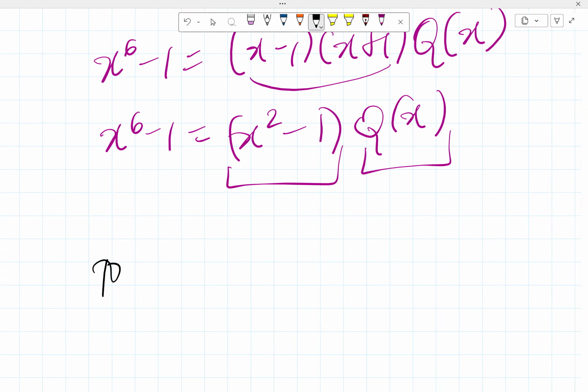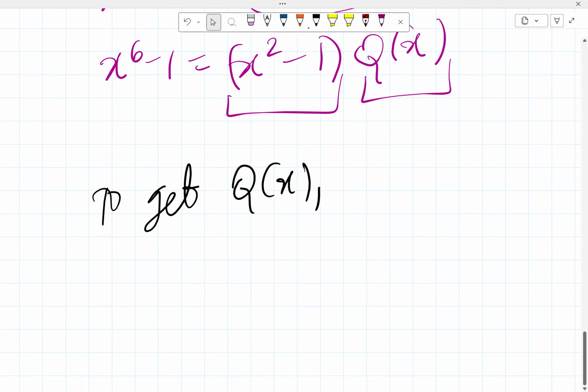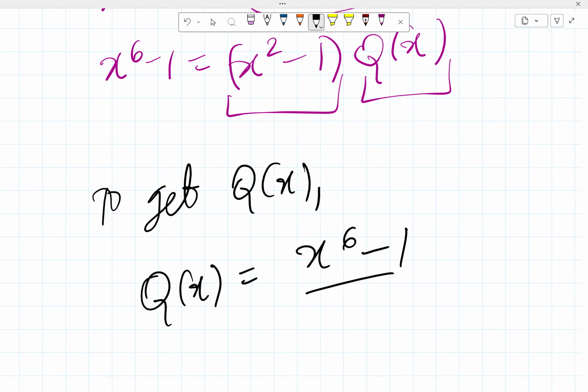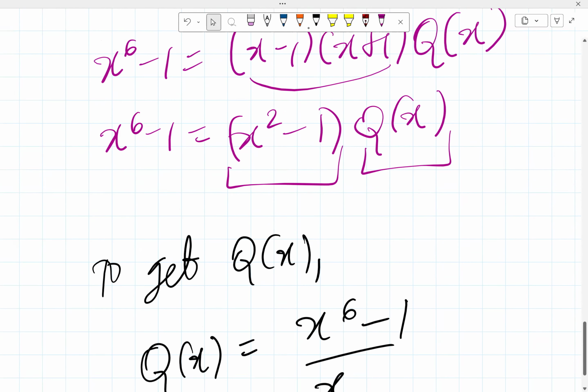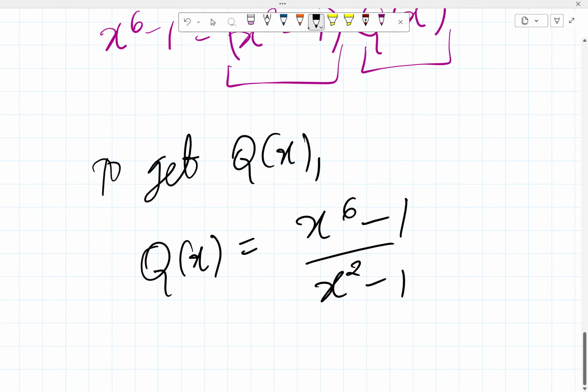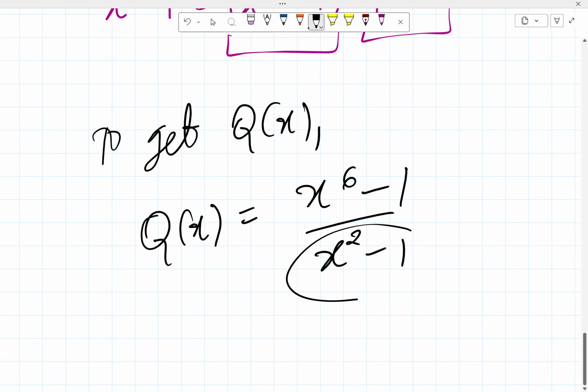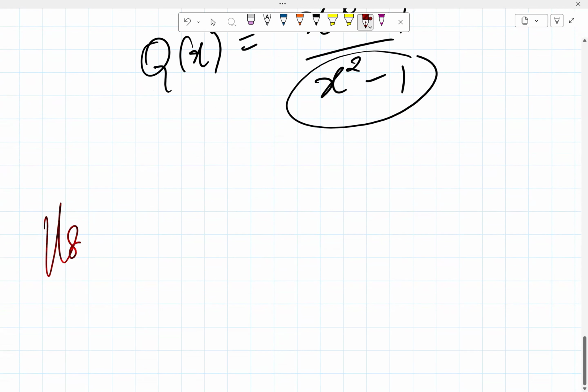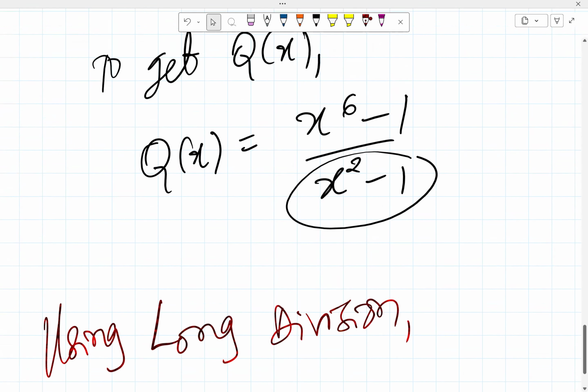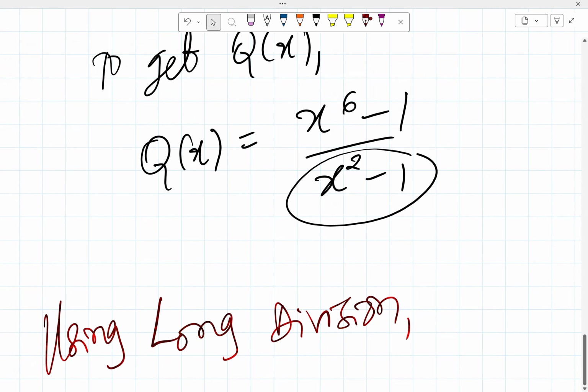To get q of x, we have q of x to be x raised to power 6 minus 1 all over x raised to power 2 minus 1. So here now, because this is not linear, we cannot do synthetic division. We have to do long division. We use long division under polynomial division, and after then we've been using synthetic division because we've been dealing with linear divisors, right?